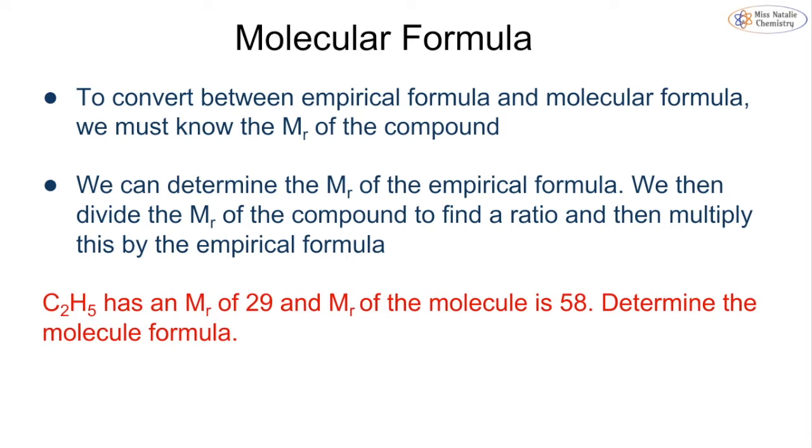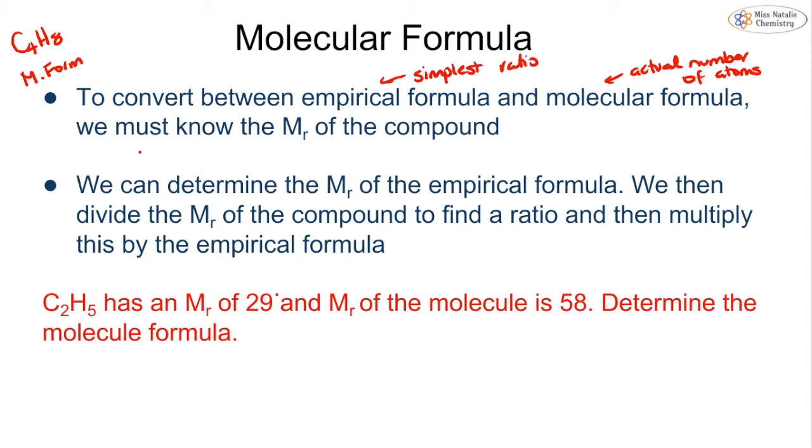So once we have the empirical formula using the method that we've just looked at, we can then determine the molecular formula, provided we have the MR of the compound. Remember, MR is your relative formula mass. The empirical formula is your simplest ratio, whereas the molecular formula is the actual number of atoms. So for example, if we have C4H8, that would be our molecular formula, and the simplest whole number ratio, rather than it being 4:8, would be 1:2. So my empirical formula would be CH2.